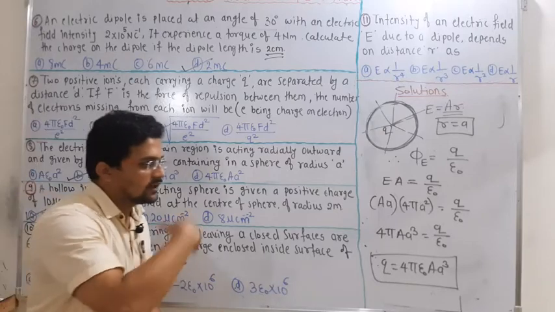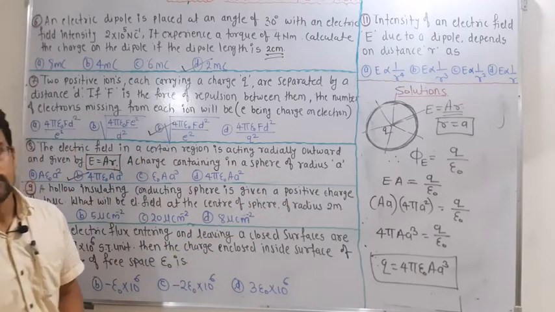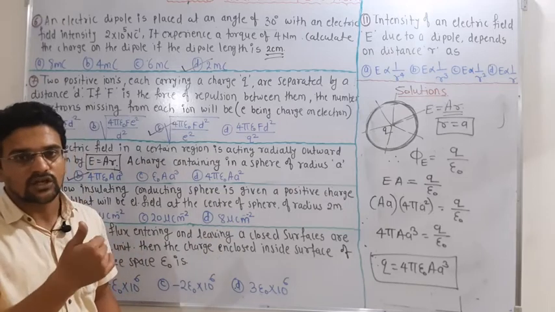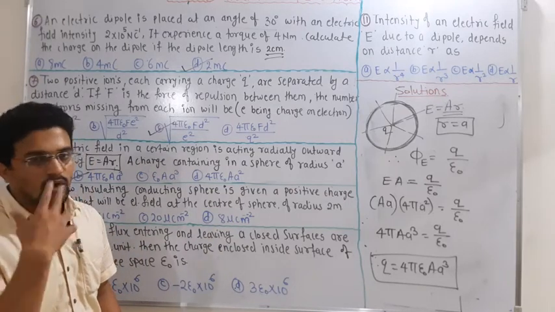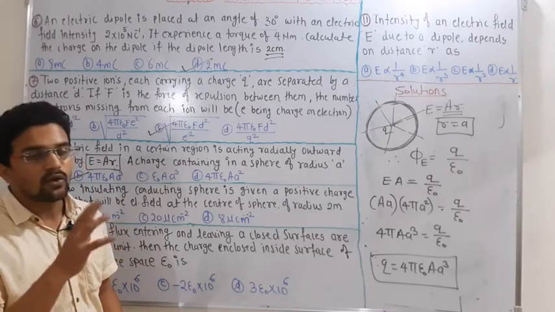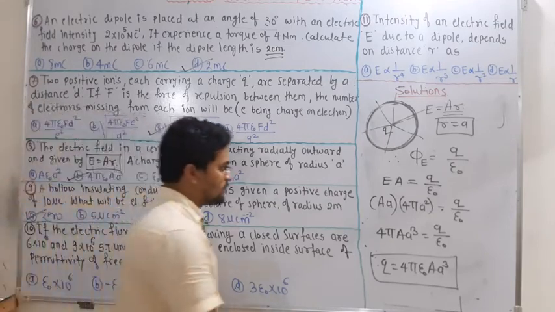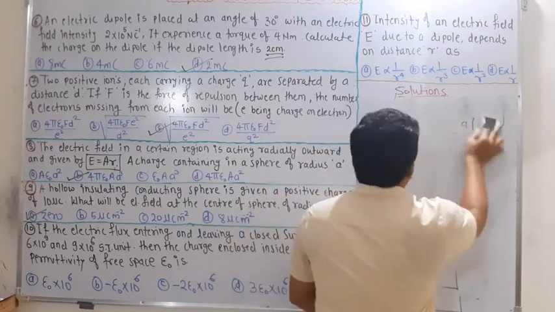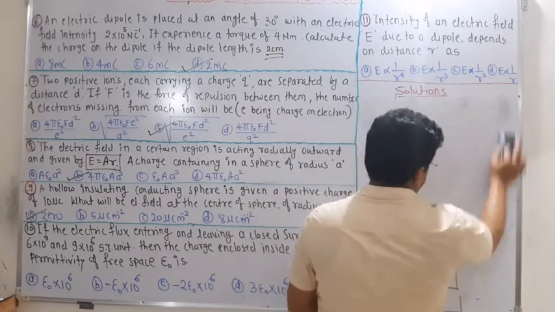Just look at that Gaussian surface, or Gauss law, third application. Electric field due to a spherical shell inside, on the surface and outside the surface. So inside the spherical shell always electric field is 0. Okay, so next, moving towards question number 10.